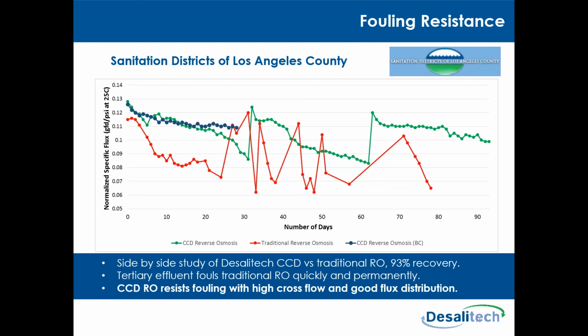And what you see, the red line is the traditional RO that fouls instantly, and each one of those spikes is an attempt to do CIP and recover membrane performance. And they finally gave up. The Desalitech system not only resisted fouling better to start out with, but demonstrated full recovery of performance with CIP. So it works very well in water reuse applications where fouling is the main challenge.